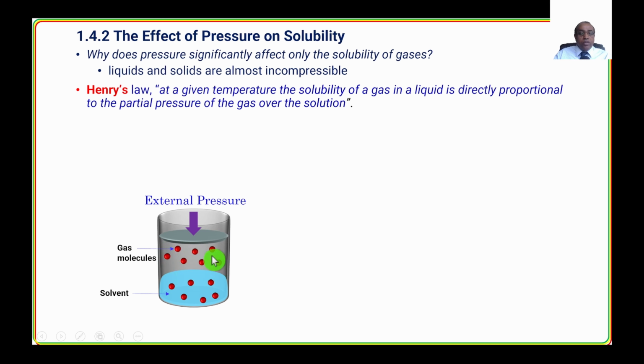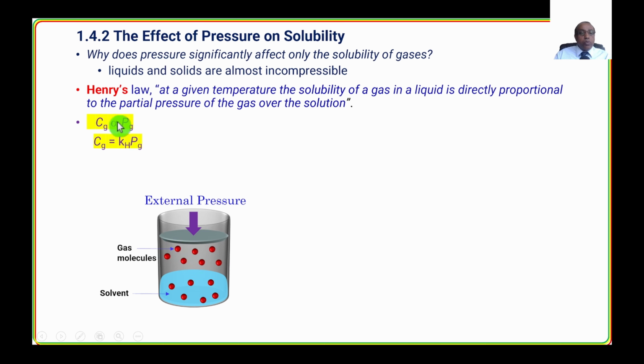So above the solution you have this gas molecule. If you increase the gas pressure, or the partial pressure of these gaseous particles above the solution, their solubility in the liquid increases as the partial pressure of the gas above the solution increases. So mathematically, you can say that the solubility of a gas is directly proportional to the partial pressure of the gas. Solubility here is the concentration of the gas in the liquid. This is directly proportional to the partial pressure of the gas above the solution. Partial pressure of the gas refers to the one above the solution.